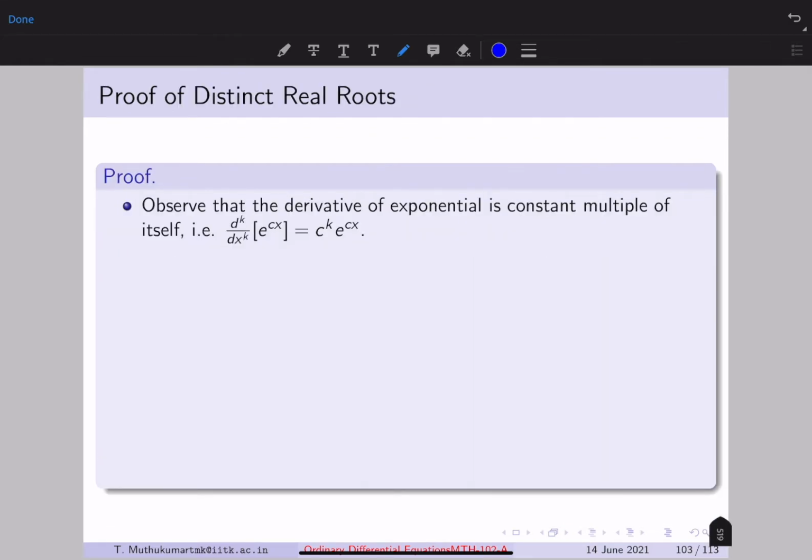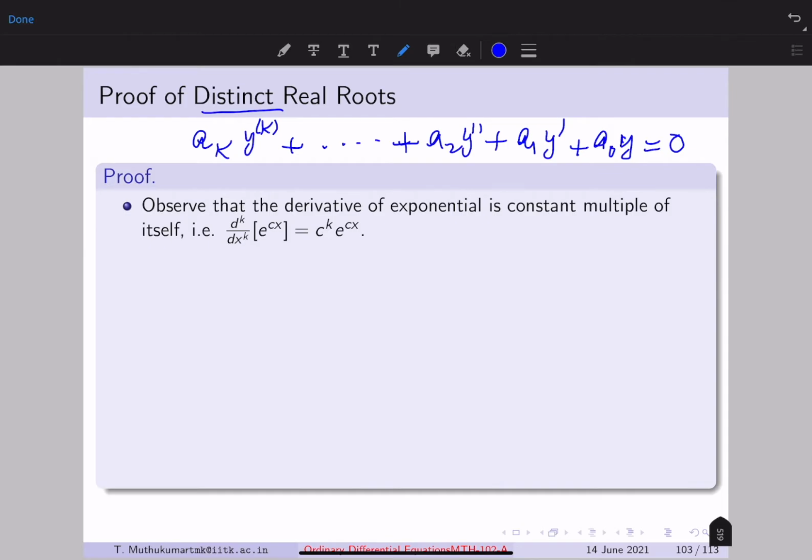So let's do the proof of distinct real roots. So what is the distinct real roots situation? What is the ODE that you have, if you recall? It's a constant coefficient linear ODE, y power k and so on, a2 y double prime, a1 y prime plus a0 y equal to 0, right?